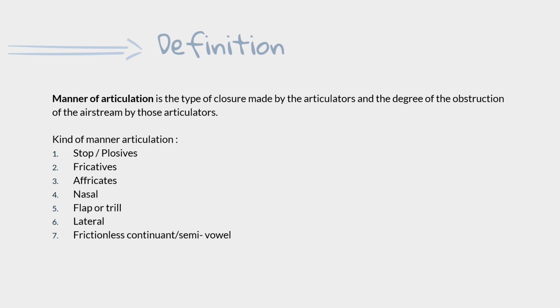Kinds of manner of articulation are: 1. Stop or plosive, 2. Fricative, 3. Affricate, 4. Nasal, 5. Flap or trill, 6. Lateral, and 7. Frictionless continuant or semivowel.